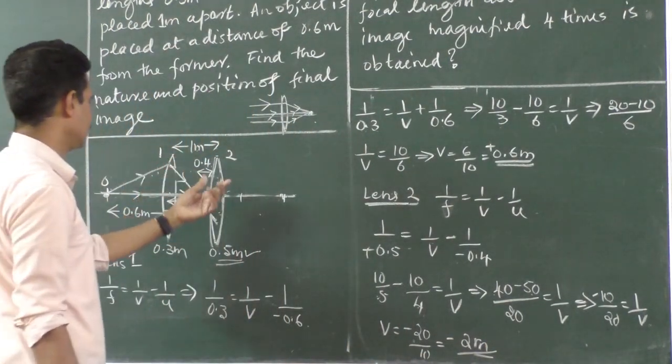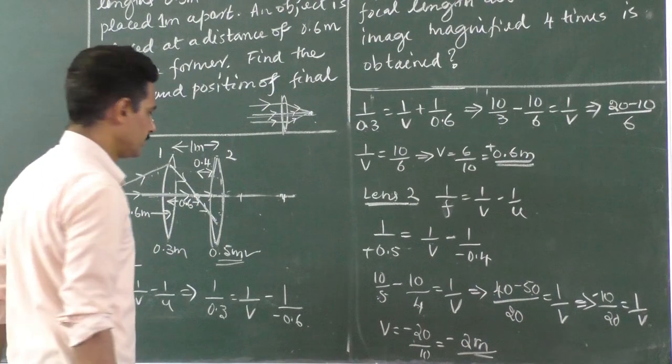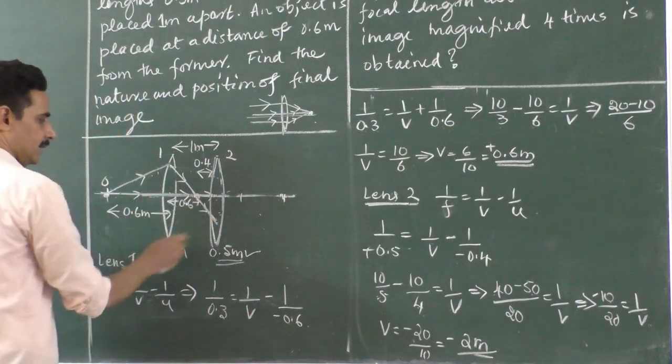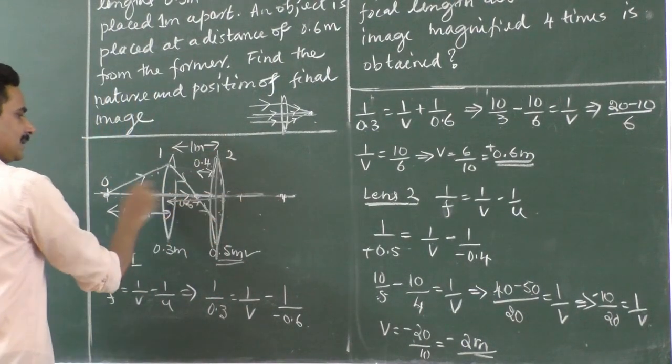Because everything is in meters, nothing is in centimeters. 0.4, 0.6, everything is in meters. Minus 2 meters, what do you mean by minus 2 meters? On the same side, left side for this lens. For this lens it is left hand side.